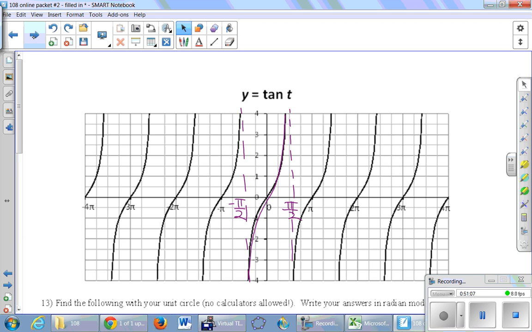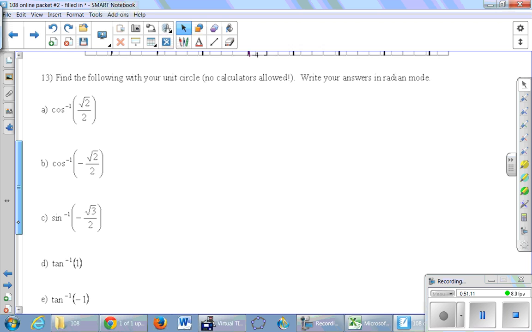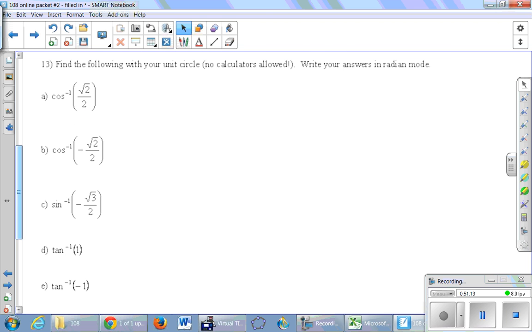Okay, so those are choices that mathematicians have made and that programmers have plugged into your calculator and your computer. And you just need to be aware of those choices so that you know what to expect and know how to handle the answers that your calculator gives.